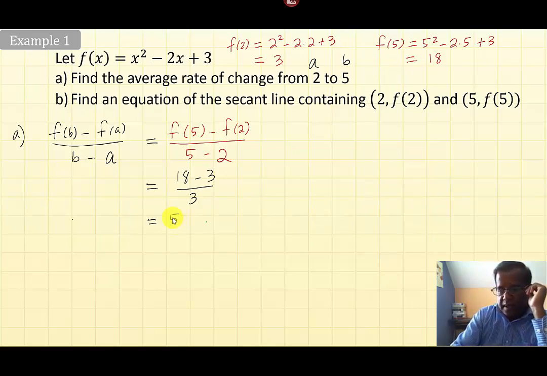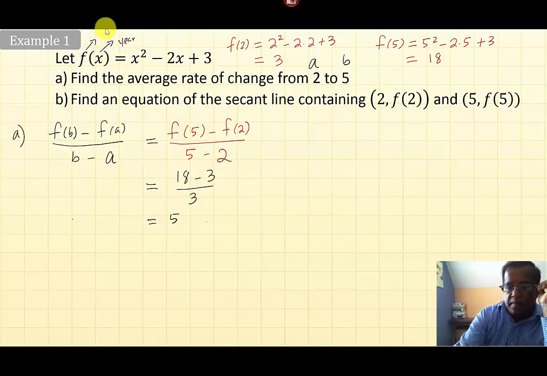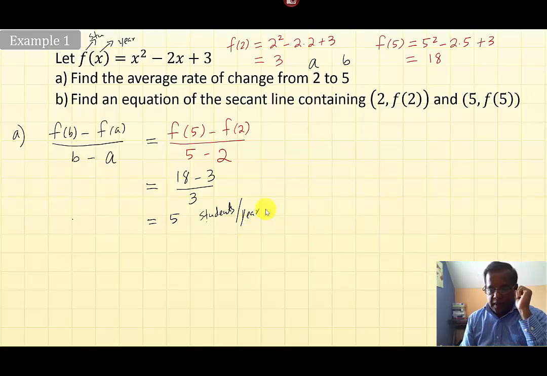Which basically will have units, which will be units of f over units of x. Say suppose x is measured in years, and suppose f is the number of students in a class. So this will be students per year, like that. Now part B, if we have these units, I just showed you like that.